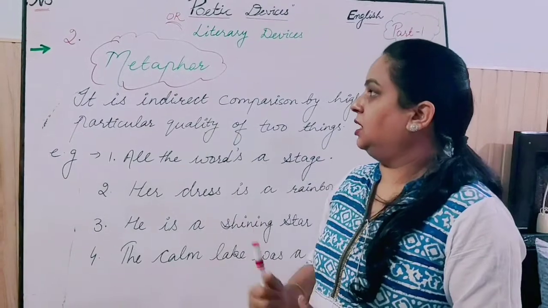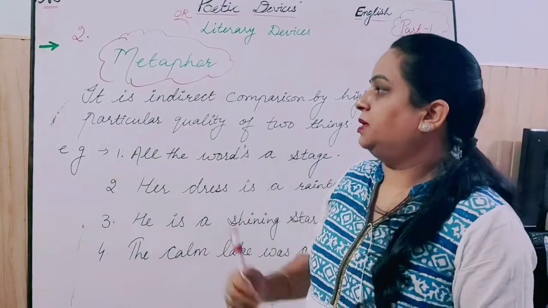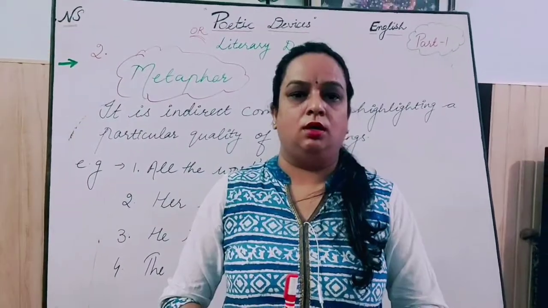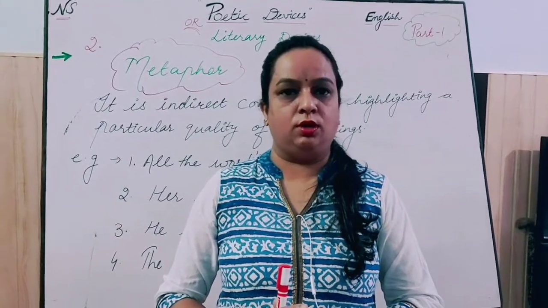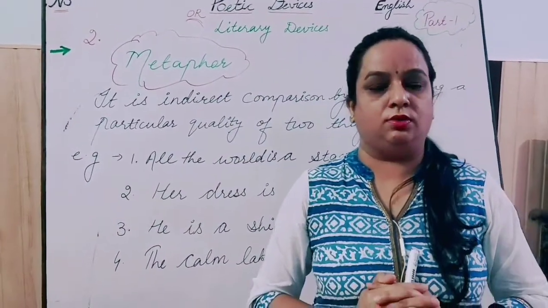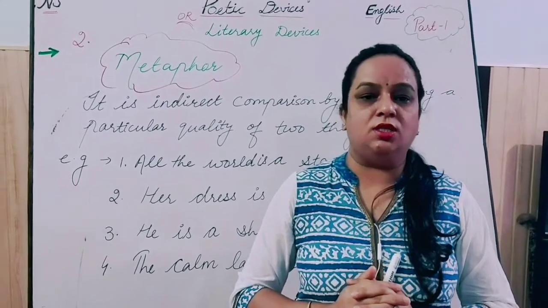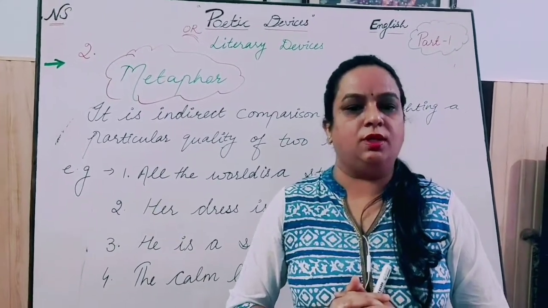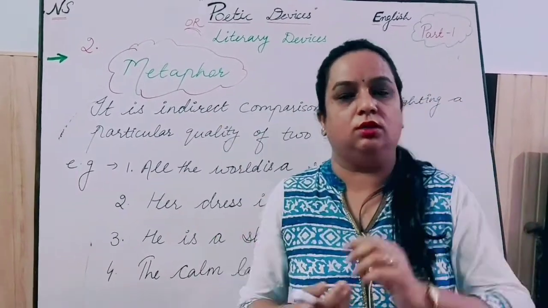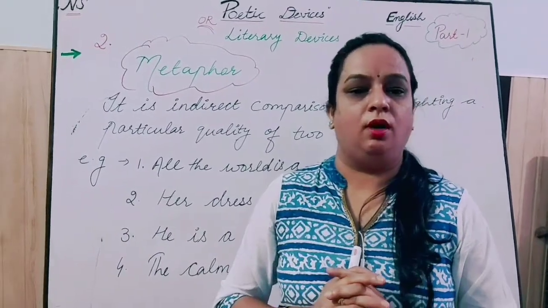Let's see the second poetic device, that is metaphor. Let's know something about metaphor. Metaphor is used to describe a thing by mentioning some other thing. Also, metaphor is used when something is directly related to another without drawing any line of distinction between them.